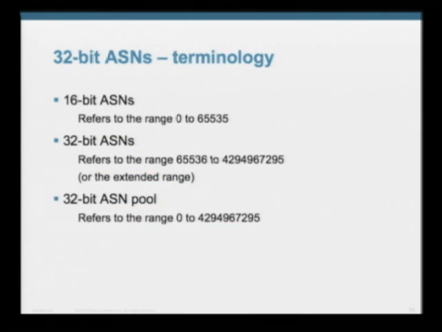So the terminology, 16-bit ASNs generally refer to the range 0 to 65535. 32-bit ASNs are used to refer to 65536 up to the top. And the 32-bit ASN pool is used to refer to the whole range. I don't know how it's ended up like this, but when people talk about the different ASN ranges, be aware that that's what they're generally calling them. So when we talk 32-bit ASNs, we mean the ones 65536 and upwards, even though the 0 to 65535 does fit into the whole pool.